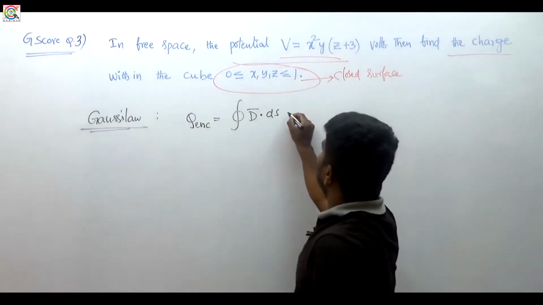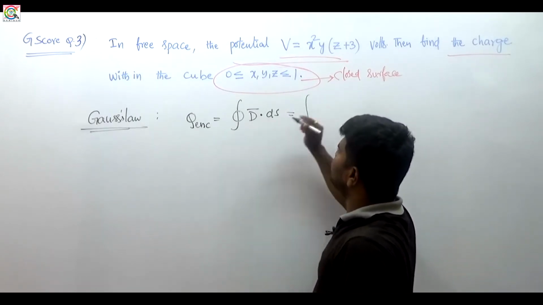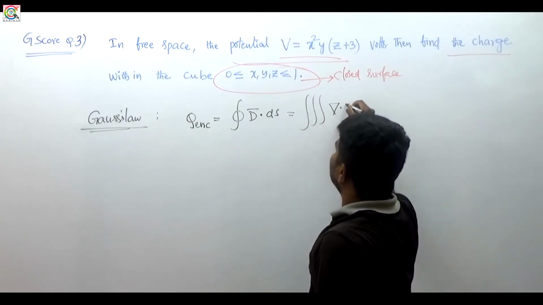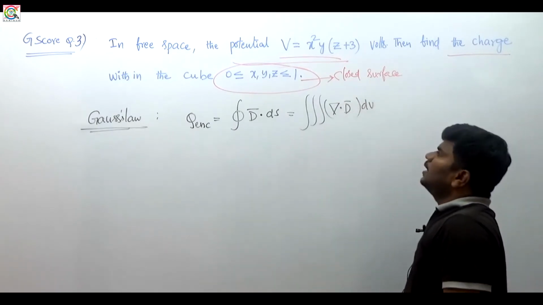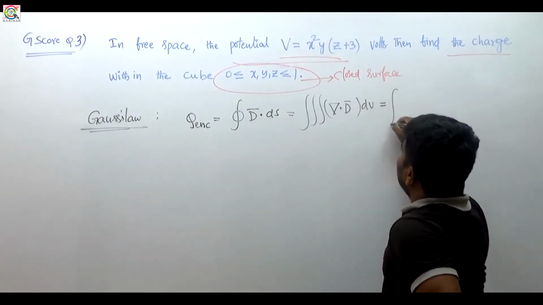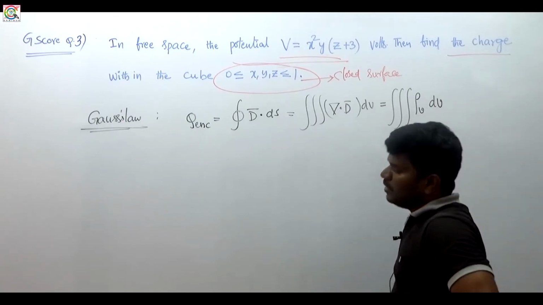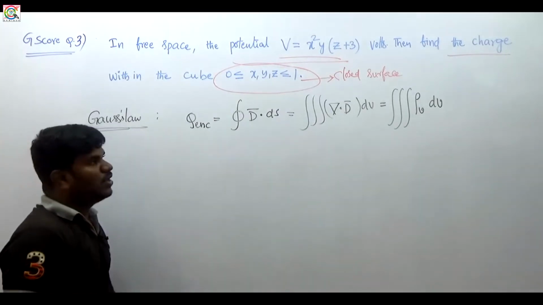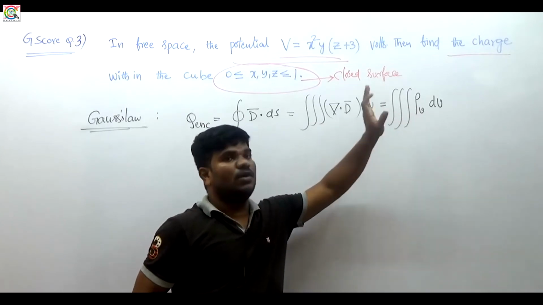Now if I use the Gauss law further, this closed surface integral can be converted into a volume integral. That volume integral is del dot D dv, the volume integral of del dot D bar into dv. I can also write it as the volume integral of rho v dv. So you have to calculate rho v.